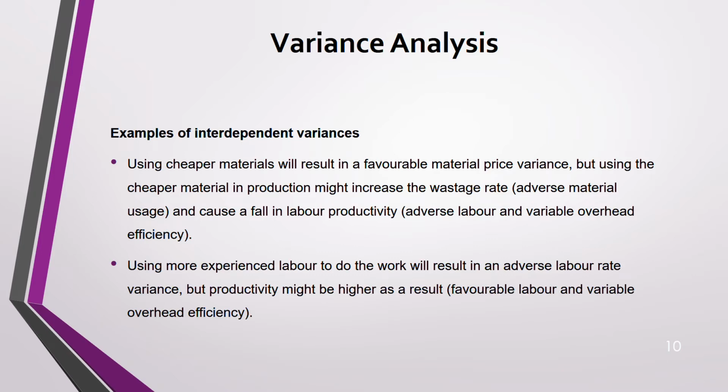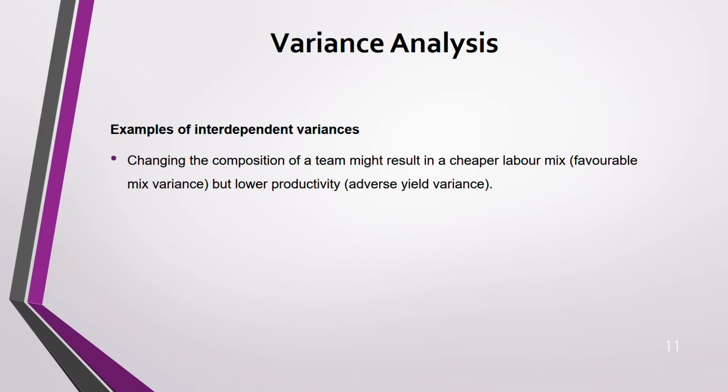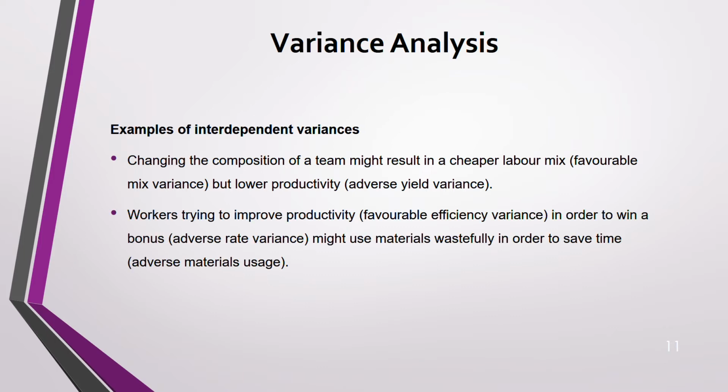Second, if you use more experienced labor to do the work, what happens? Even though you have to pay them a higher rate, that is an adverse labor rate variance. But productivity will improve. Because of that, you are going to have a favorable labor efficiency. Understand? So one positive, one negative impact. Next example: if you are changing the composition of a team, what happens? Using cheaper labor will result in a cheaper labor mix. That means a favorable mix variance, but lower productivity if you are using cheap labor. Hence, an adverse yield variance.